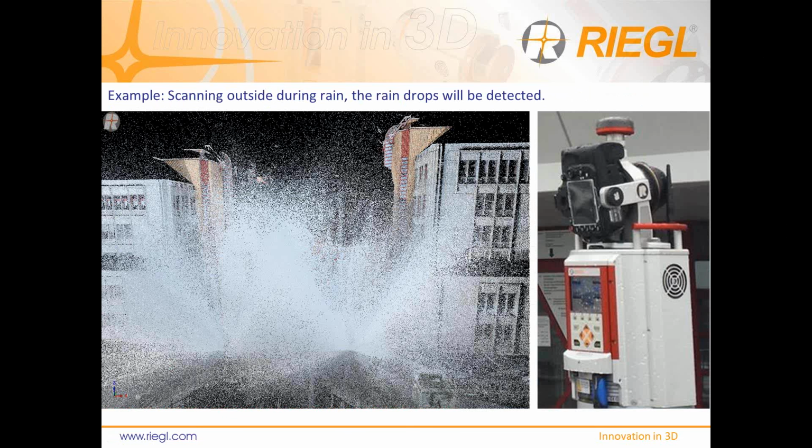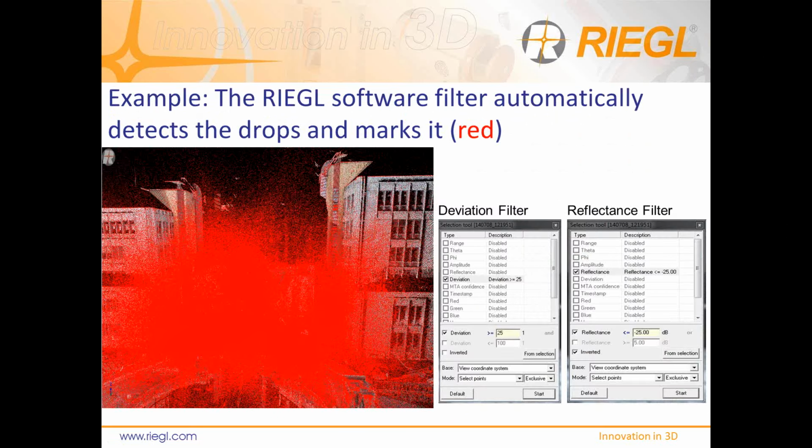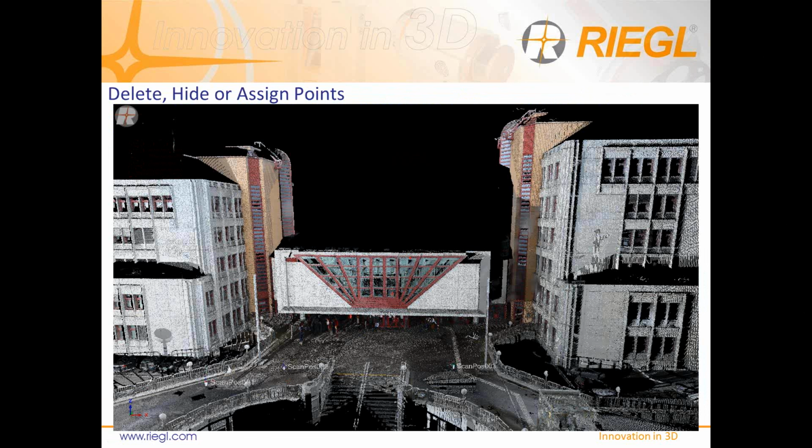Here we have a scene where we have the scanner set up, and it's raining. Not only are the objects behind the rain picked up, the rain is also picked up. But by using a deviation filter and also a reflectance filter, which we used here, we're able to select just the points that are the rain. Everything you see selected in red in this scene should in principle be just the rain. Once we select those points, we can delete them, hide them, or assign the points to different attributes, thereby eliminating the rain and still capturing the scene we intended.